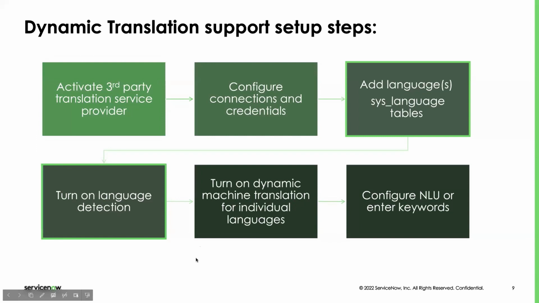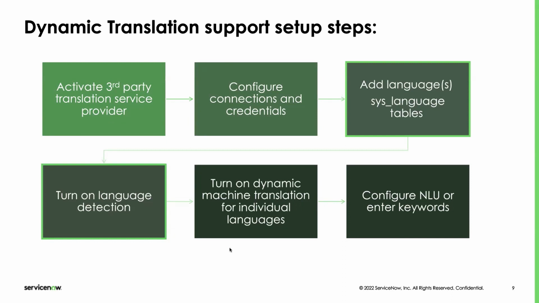Okay, this is what's required. Of course, there's some detail going on here behind these boxes, and you'll see that during the exercise. But you basically activate your third-party translation service provider after you've engaged with them and you have a subscription with them. You configure the connections and the credentials for that third-party service provider. You add your languages. That is either done via the ServiceNow localization plugin or manually adding them to the table. You'll see that today as well.